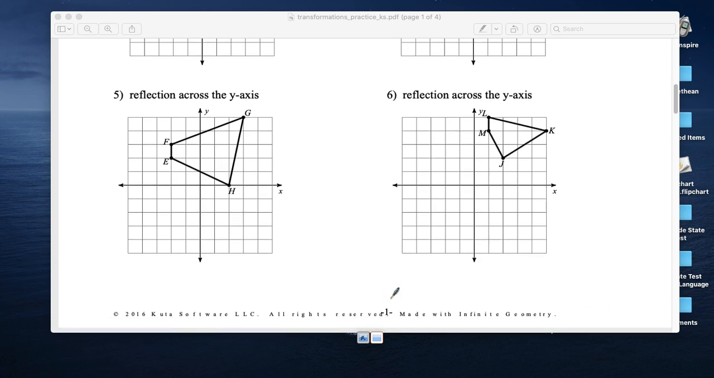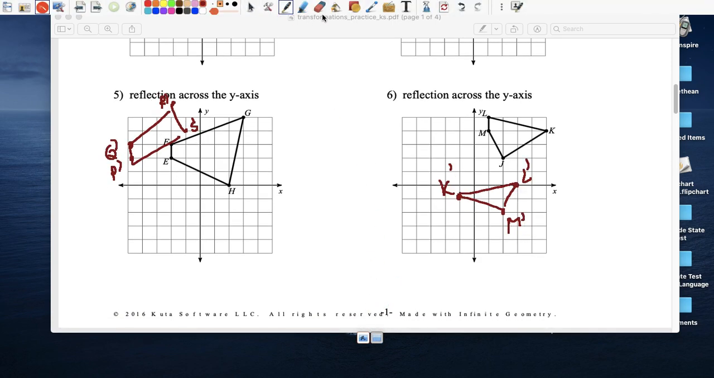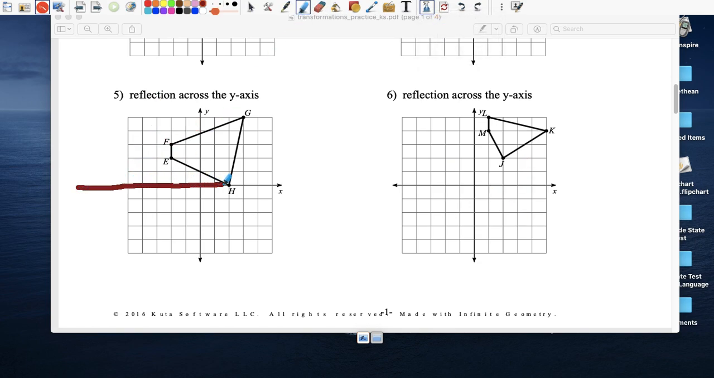Reflections. Remember with reflection, I want you to take a moment and highlight your line of reflection so that you don't get confused. So we're actually reflecting over the y-axis. Here's my line of reflection. So if you're on the left side, your image is going to be on the right side. If you're on the right side, your image is going to be on the left side. Not a big deal. So just count the distance you are from the line of reflection.